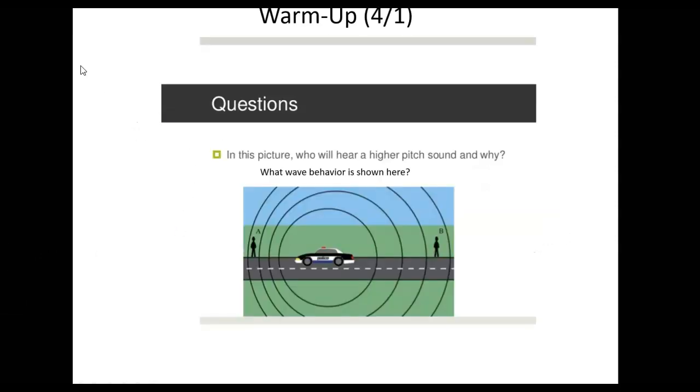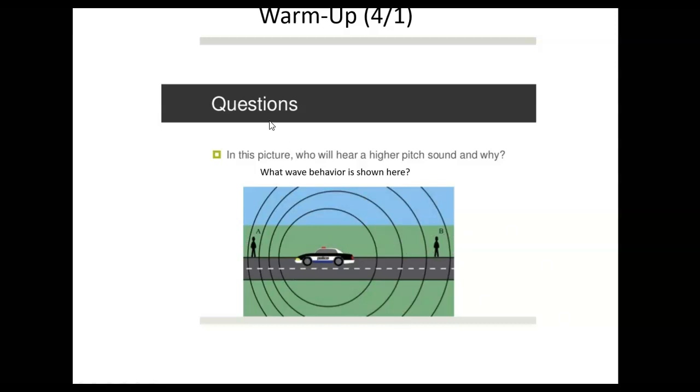Okay, and then just one more example. Again, this is an easy one because we've talked about this before. In this picture, who will hear a higher pitch sound and why? What wave behavior is shown here? This is obviously the Doppler effect, and the person hearing the higher pitch sound is person A, because you can see the police car is playing a siren as it's going towards them. The waves get bunched up on the left, and because they're closer together, the wavelength is smaller, and that means the frequency and therefore the pitch is higher on the left, where person A is standing, compared to the right.